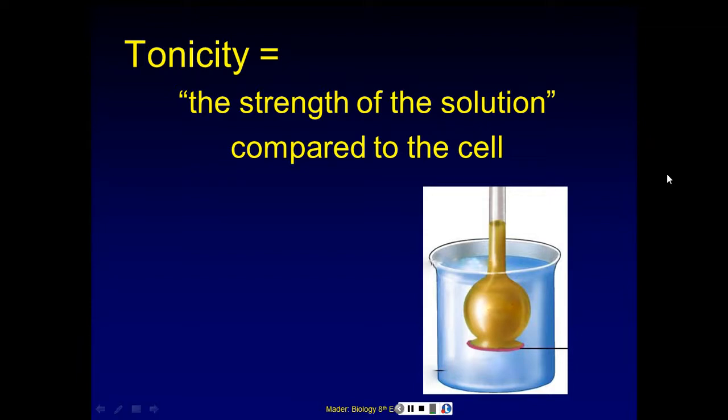So think about it for a moment. There are three things that could be true in this situation. There could be the same amount of solutes inside and outside the cell, and we call that isotonic. Iso means equal.